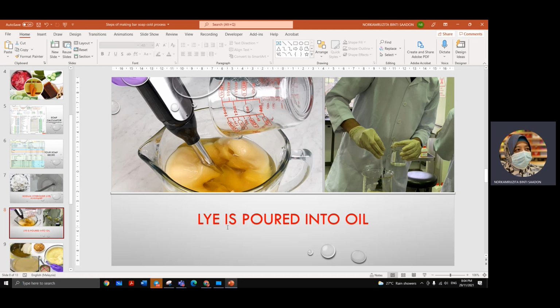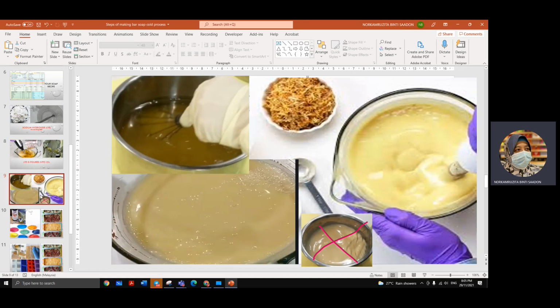So what you need to do is pour the lye solution into the oil, bit by bit, and then mix. You can use a whisk or a hand blender to mix them. Once you have done that, observe the mixture become creamy, a little bit creamy, until it becomes creamy.